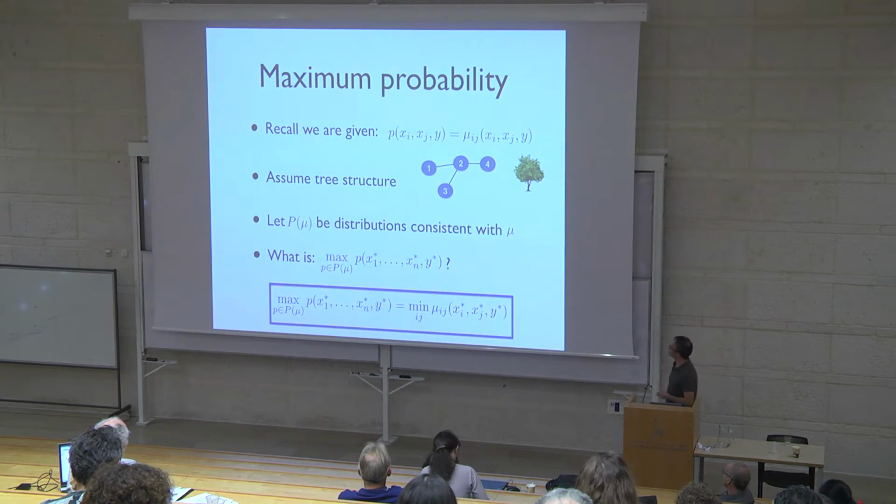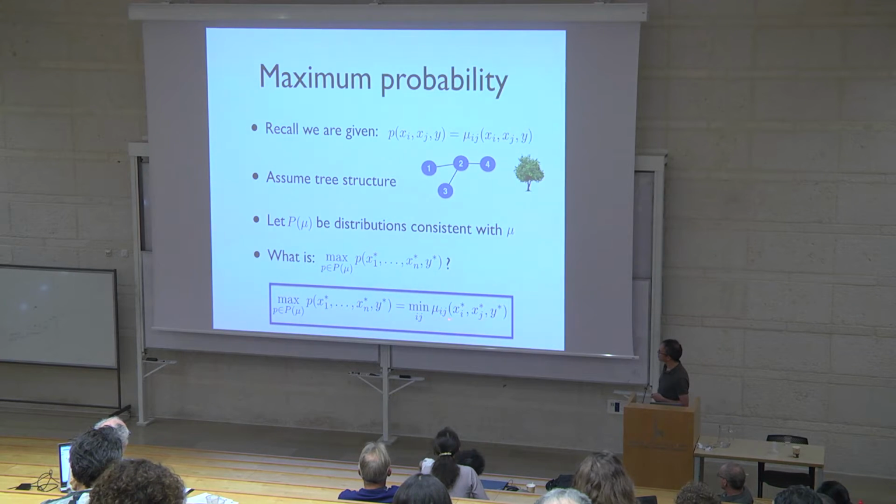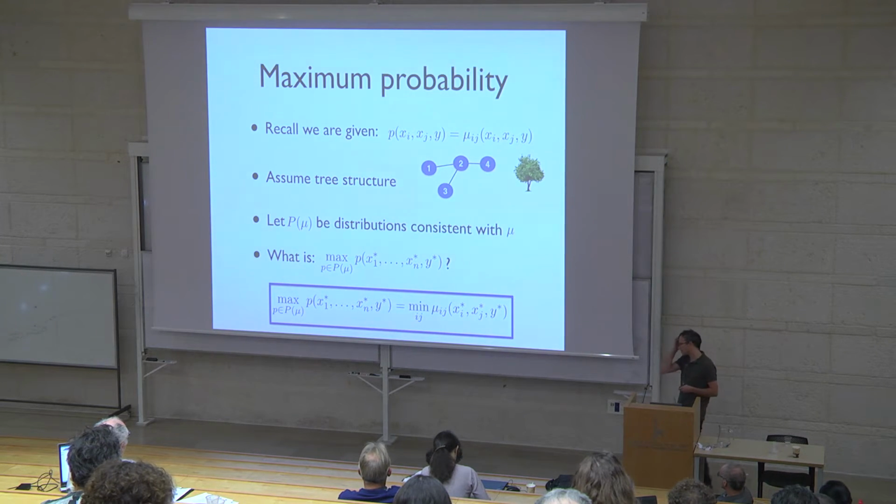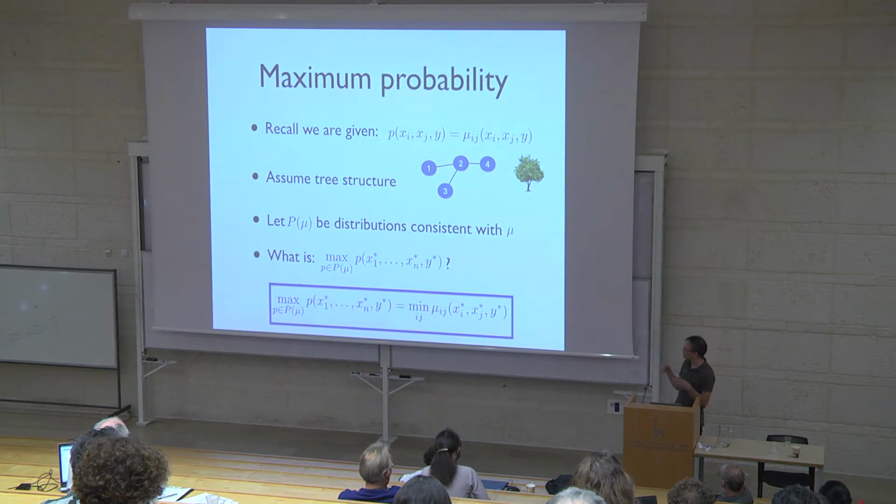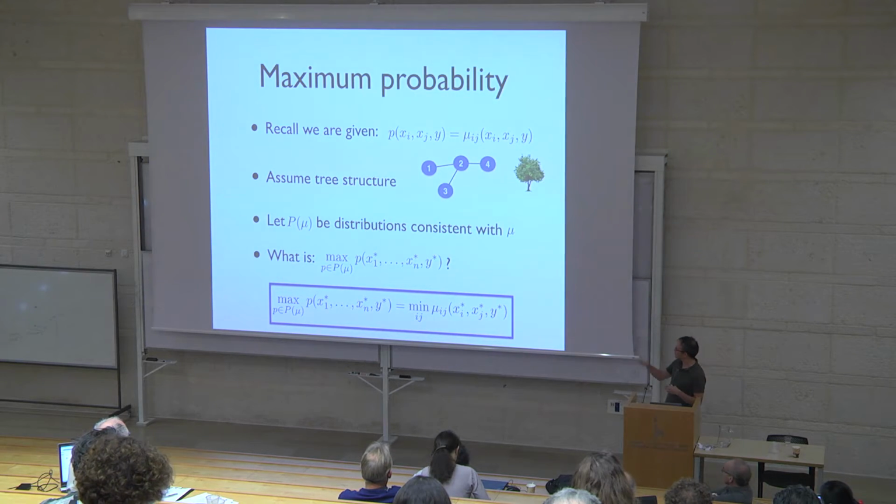So the answer is pretty nice. It says that you need to minimize over all the edges and find the edge with minimum probability for xi and xj star. Intuitively, it's like you said for a transport, right? The probability has to flow through these marginals, and this is sort of the lowest part that it has to flow through.